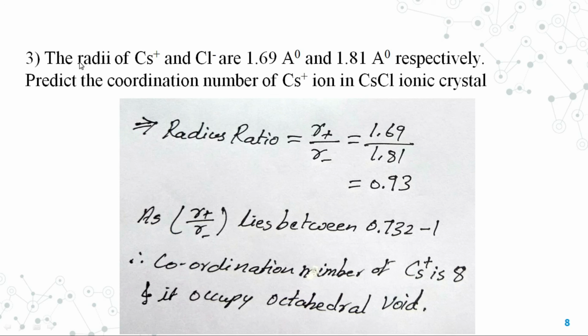The third problem: the radii of Cs+ and Cl- are 1.69 angstrom and 1.81 angstrom respectively. Predict the coordination number of Cs+ ion in cesium chloride crystal. So calculate the radius ratio value, we get 0.93, as this value lies between 0.732 to 1. So the coordination number of cesium ion is 8 and it occupies a cubic void.